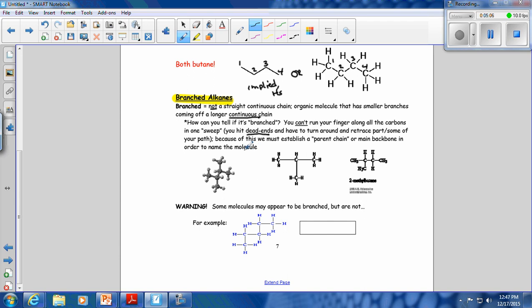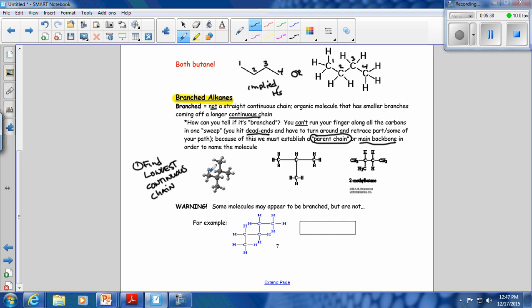Now, because of this, we must establish, and this is very important, the parent chain, also known as the main backbone, in order to name these molecules properly. So the first thing, find the longest continuous chain within the organic molecule.